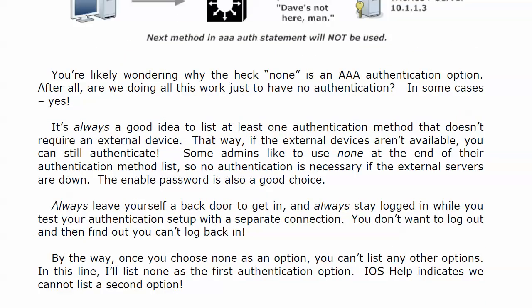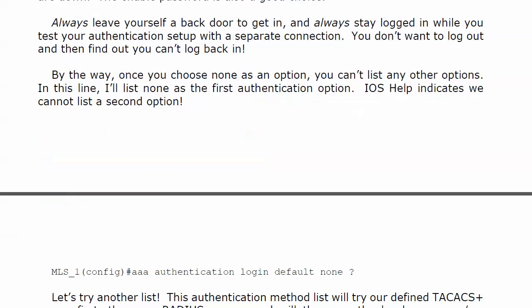By the way, I'm sure at least one of you was thinking, hey, wait a minute, I'll put none as the first option and then see what I can put behind that. Well, of course, that would always be none anyway. But once you choose none as an option, you can't list any other options. I believe I got that on the board. I'll just go ahead and show that to you here.